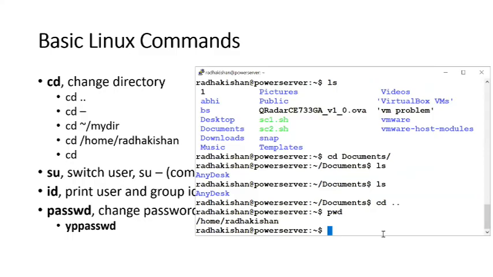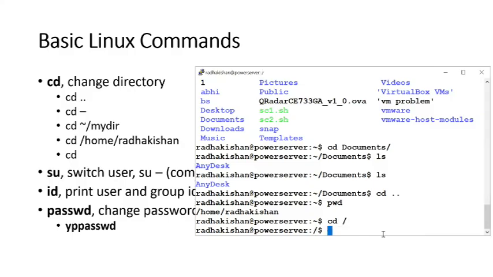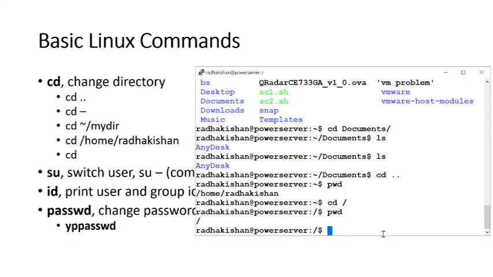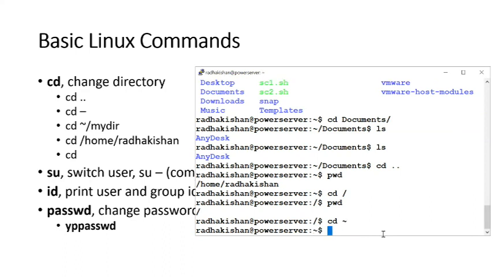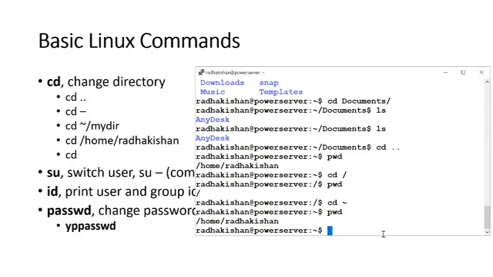So we can check where we are. So if we type cd slash, just slash, it means we reach the root directory. Here at the root, everything we can access through the root. And when we type cd and press enter, then we can reach our user's home directory. You can type and see. Directly we can reach our home directory. Okay.